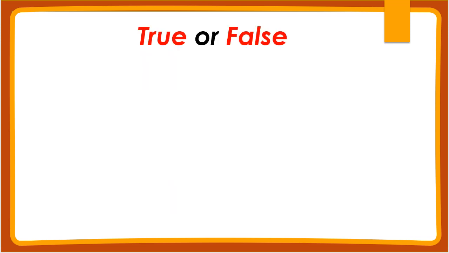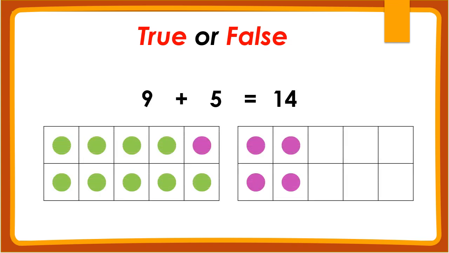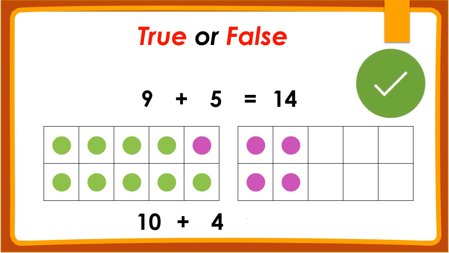True or false? 9 plus 5 equals 14. Let me do the countdown. 5, 4, 3, 2, and 1. What is your answer? Yes, it's true. 9 green counters and 5 purple counters equals 14. We can see here that we made 10 by filling in the first 10 frame, showing 10 plus 4 equals 14.